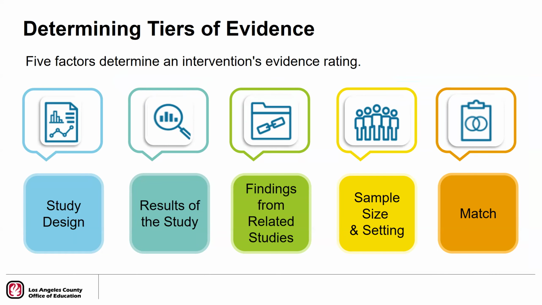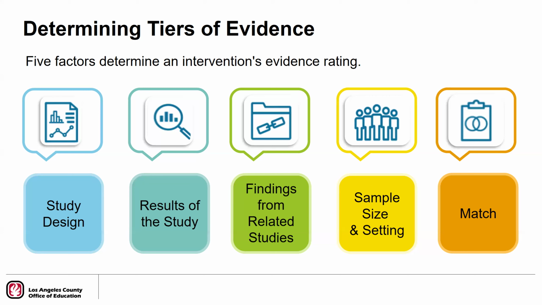Now, determining tiers of evidence for evidence-based interventions is based on 5 factors. The 5 factors include the study design, the results of the study, findings from related studies, sample size and setting, and lastly, its match, or how the students and the setting in the study match up with those in your district or your school. The use of the 5 factors allows for the systematic study of interventions, and it is what determines in which tier of evidence an intervention will be categorized.